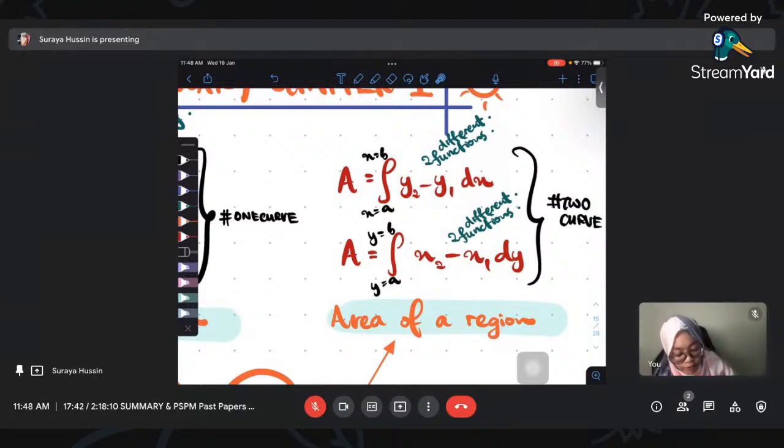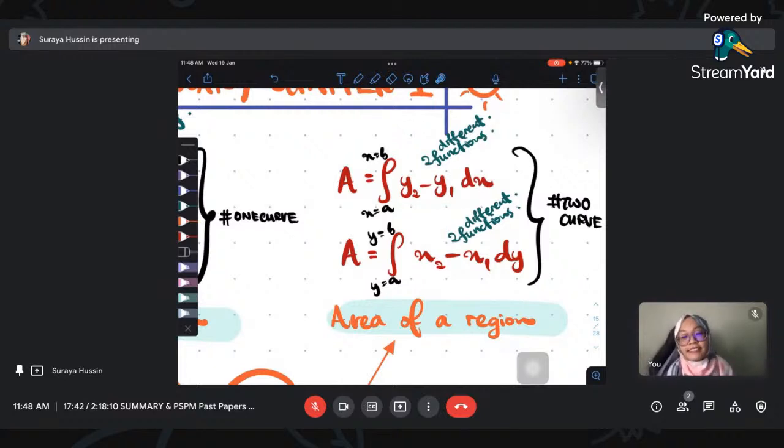First of all, kena fikir case apa ni? Case one curve ke? Case two curve? In this yang formula saya explain, it's about two curves. So two curve must have two different function, and then in the middle must have minus sign. Okay? Siapa yang di depan, siapa di belakang, Miss?